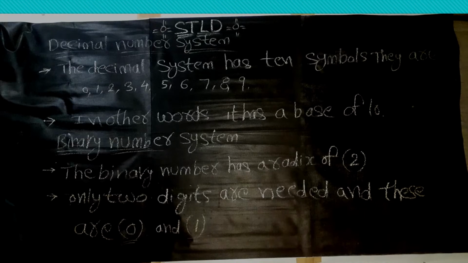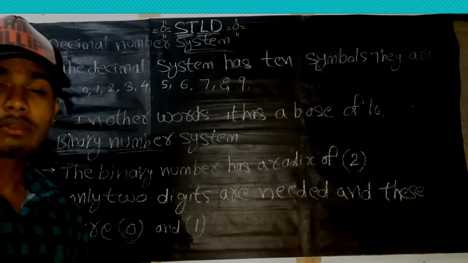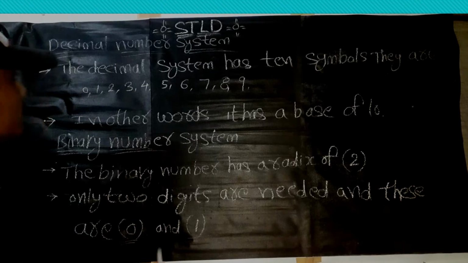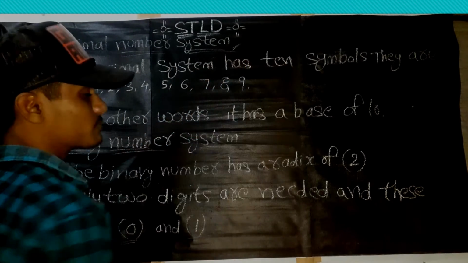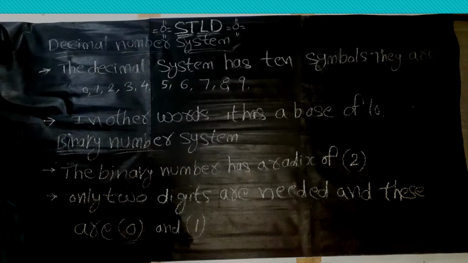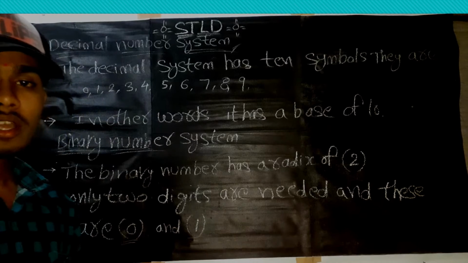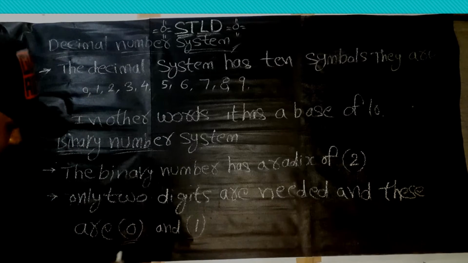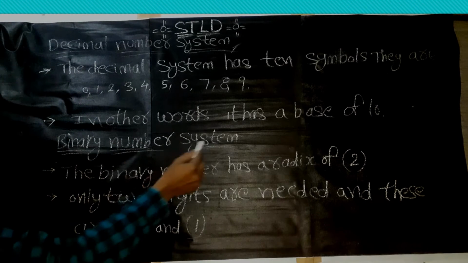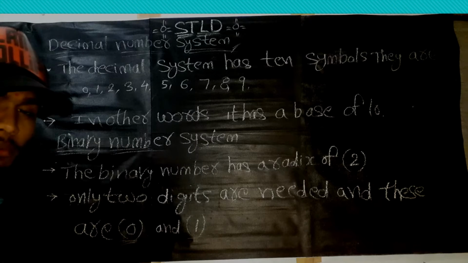Basically, the number system used by human beings is the decimal number system. The computer operates and communicates with the binary number system. Today we discuss number systems.